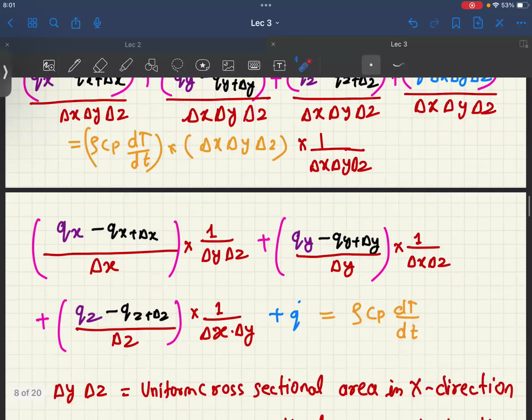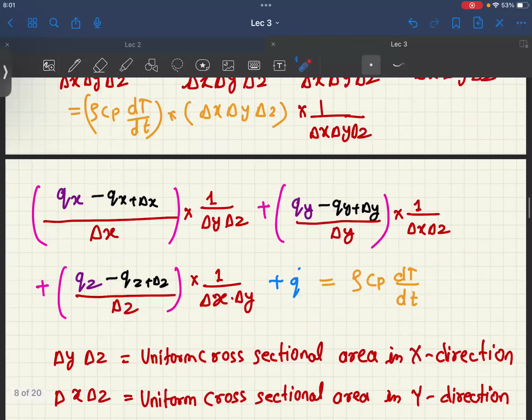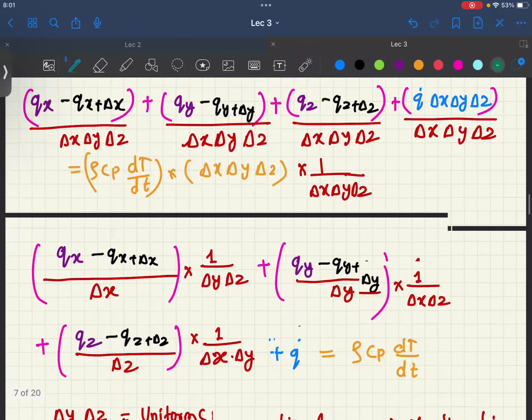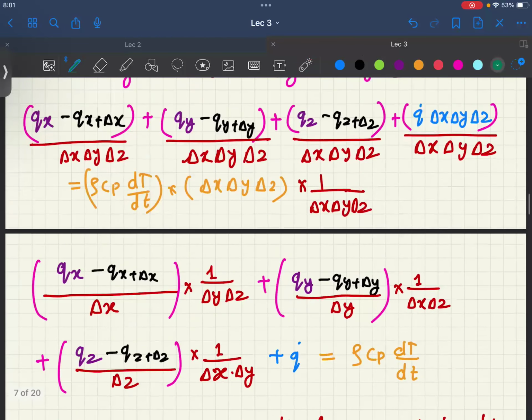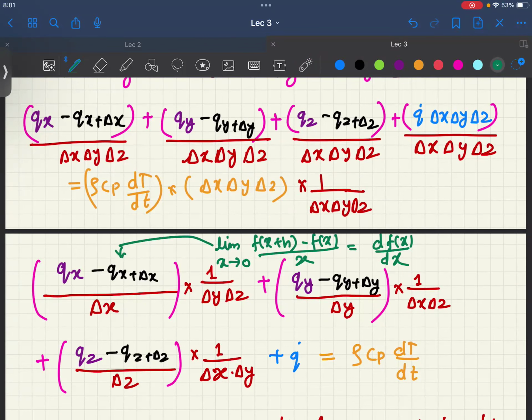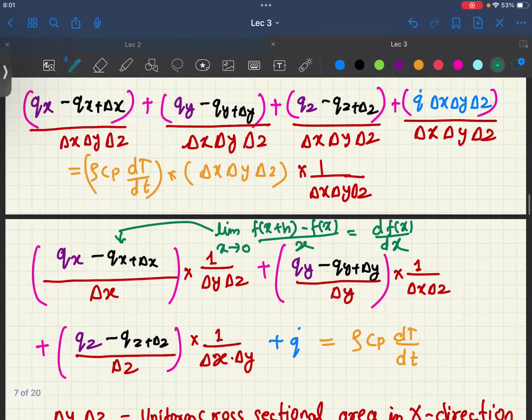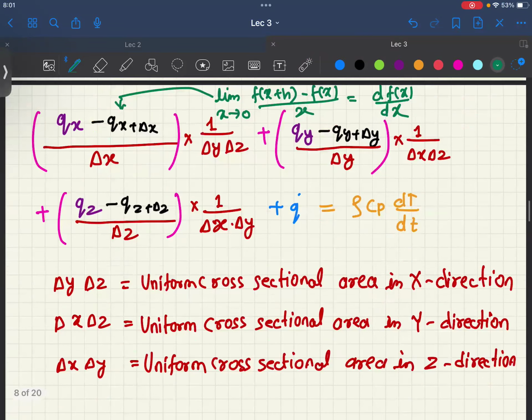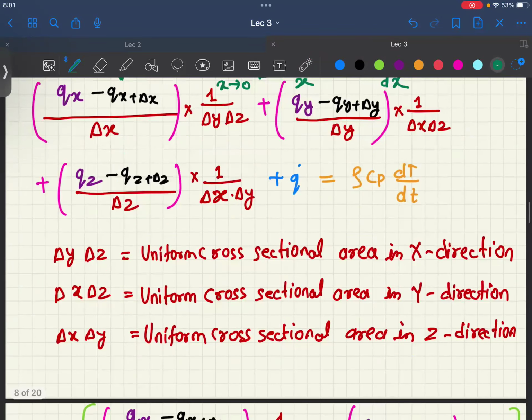And this is what, you know, by the definition of a function, the limit as h tending to 0 of f of x plus h minus f of x divided by h is what? The derivative of f with respect to x. So this somehow correlates to this when we take the limit, right? So what is delta y delta z?